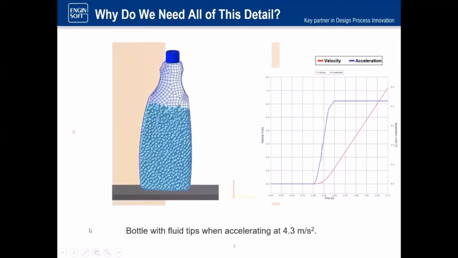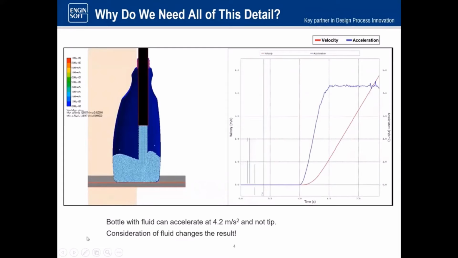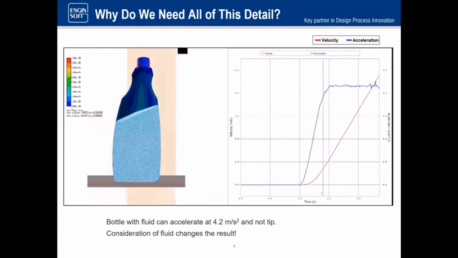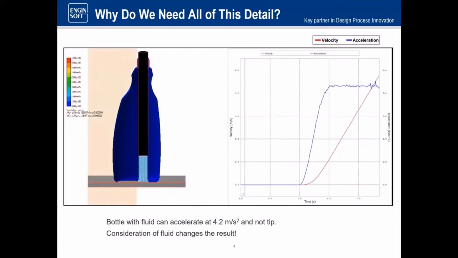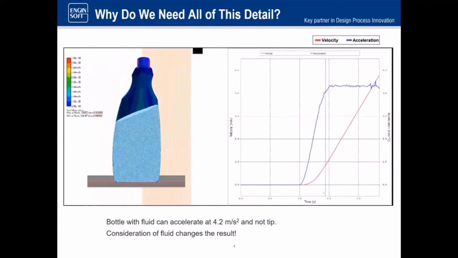Then with more iterations, one can find, here we're going to repeat it again. In this case, we have smaller particles, and at an acceleration of 4.2 meters per second squared, the bottle is able to maintain its position on the conveyor and not tip over. So from 4.8 to 4.2, that's quite a significant difference that we see because of the multi-physics.